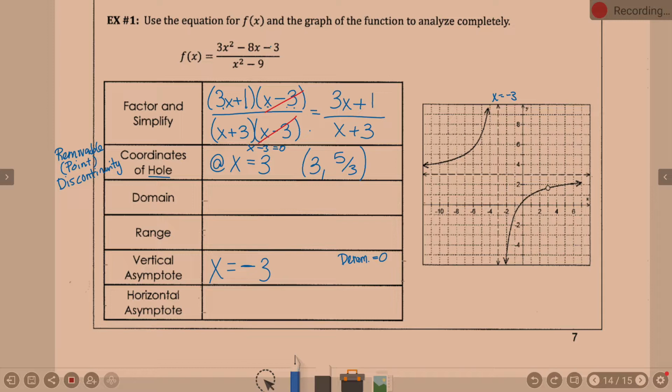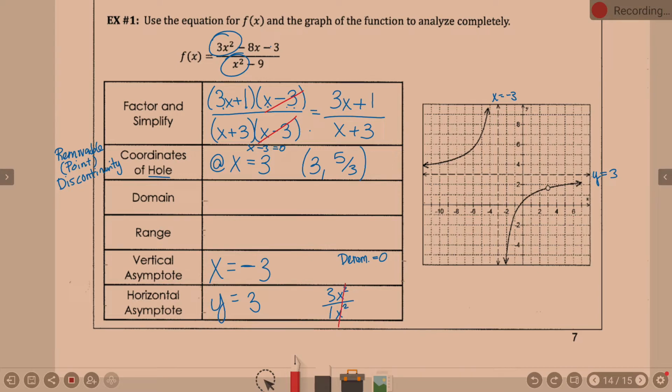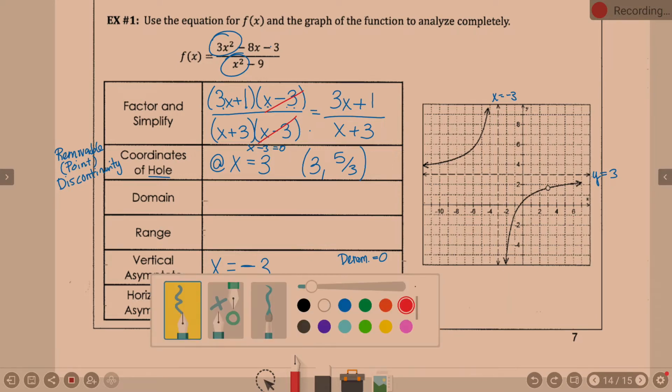Okay. What about horizontal asymptote? If you cheat and look at the graph, it's what? It's not cheating, but it's y equals 3, yes? Do you remember how to look at your first terms? The powers match, so what is it? Yeah. Powers match, so it is 3.